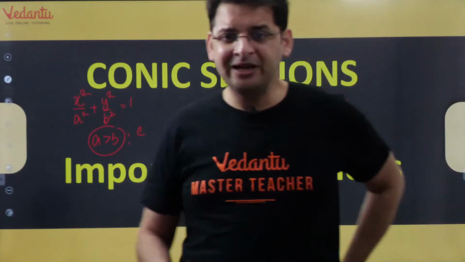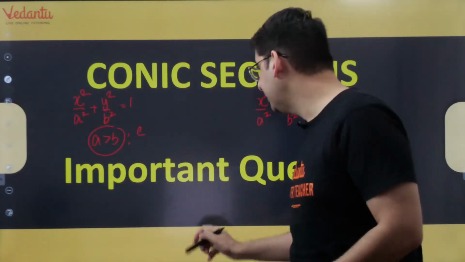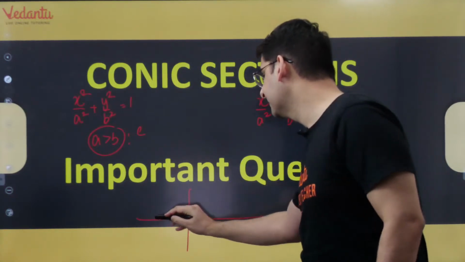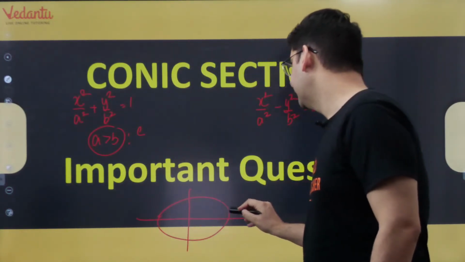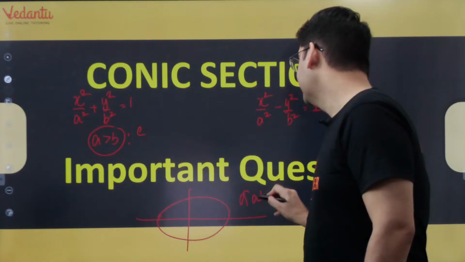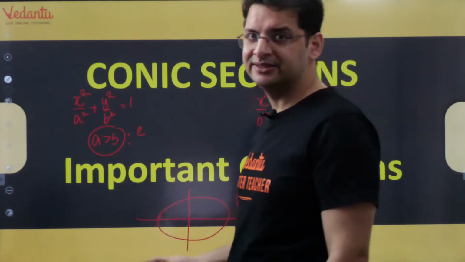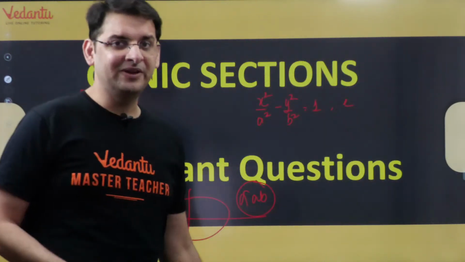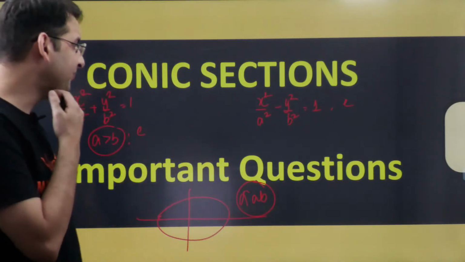Okay, area of ellipse is pi AB. So how do we find it? We find this using integration. Integration is one of the ways we find the area.